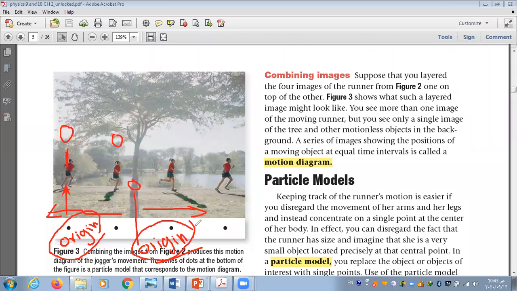So what we care about is the starting point, what is its name? Origin. What is the value of the origin? It is 0. What does 0 mean? It means all values are 0.